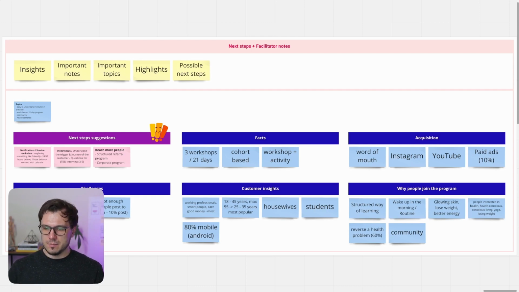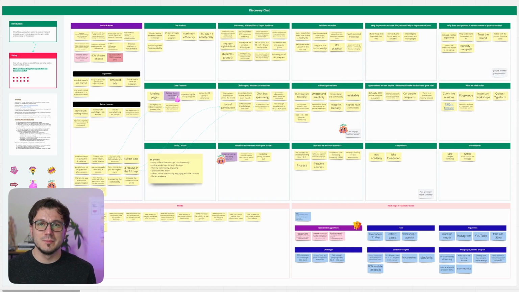So this is the whole thing. This is how it looks once it's done, and it's a good overview of what's going on, what the context is, and to have a proper overview of all those critical aspects and insights.